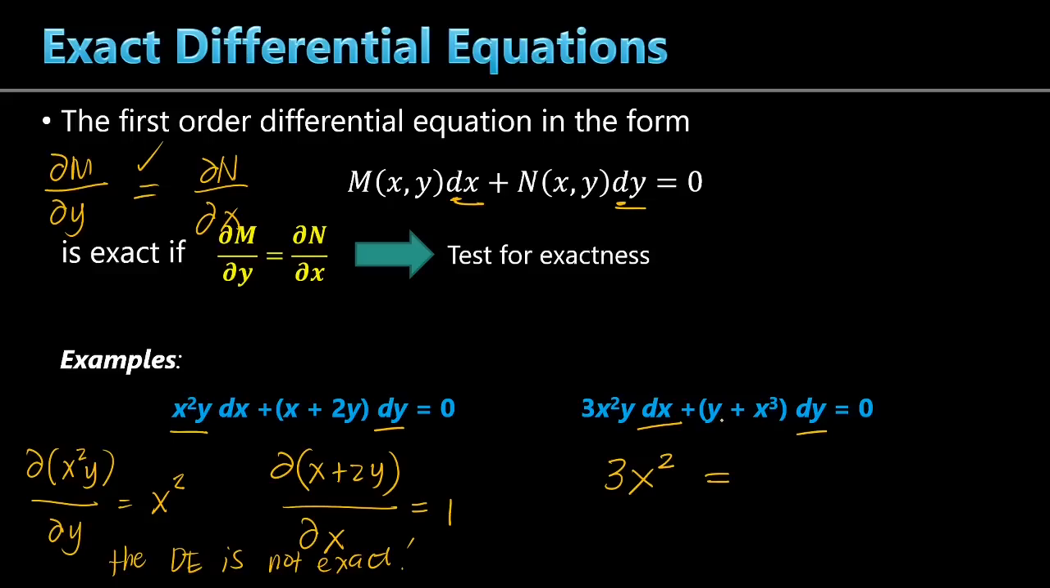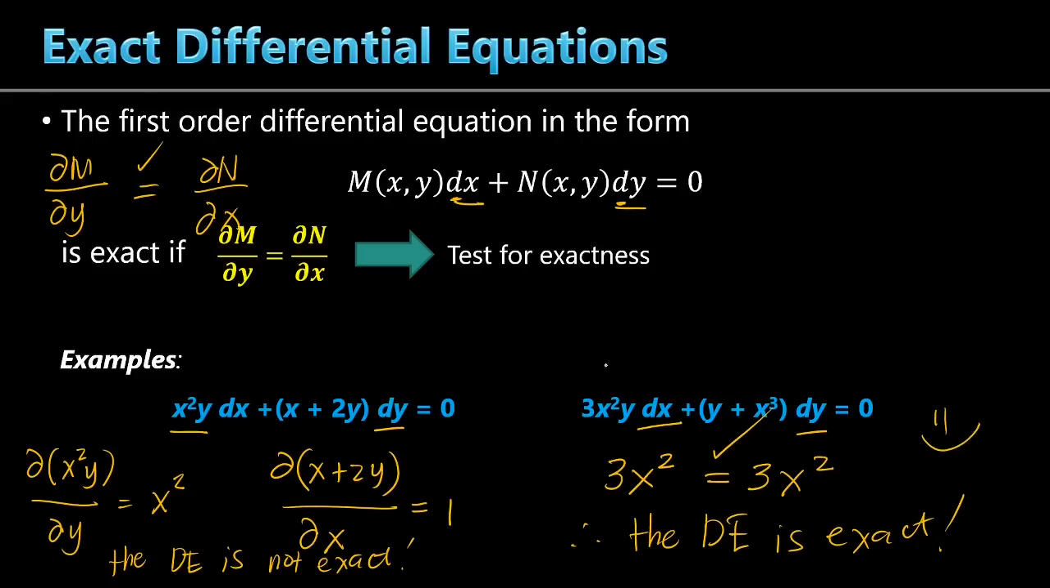So, this will give us a 0 answer for the first term. And here, the derivative with respect to x is 3x squared. And yes, the two partial derivatives are the same. Therefore, this differential equation, or we can conclude that the DE is exact. O, diba? Ang dali lang.